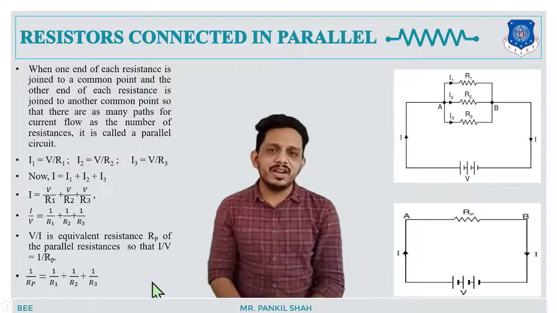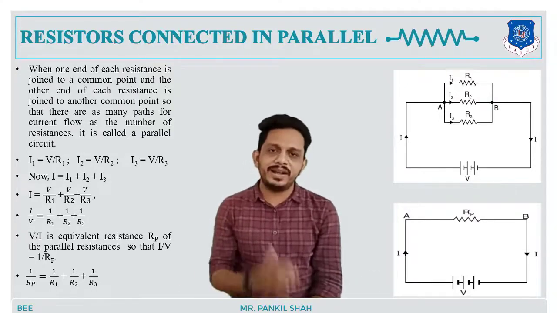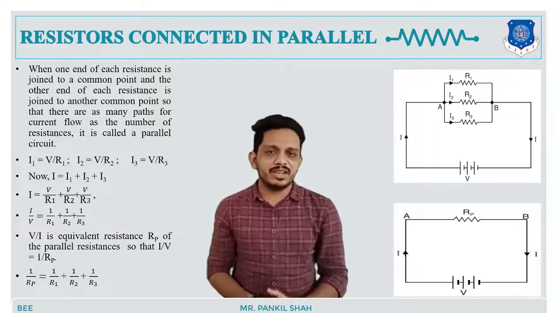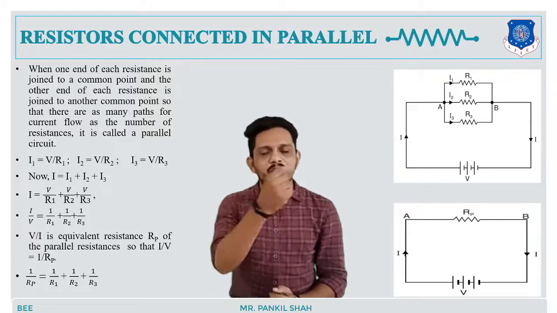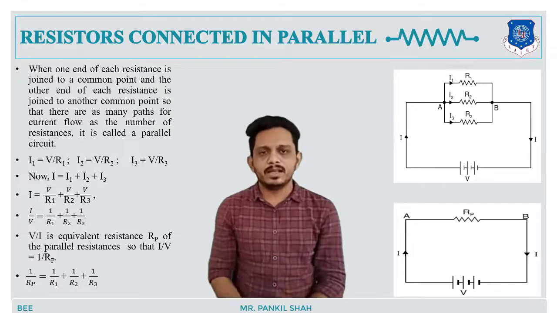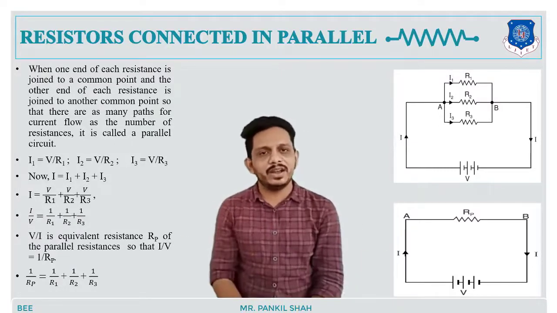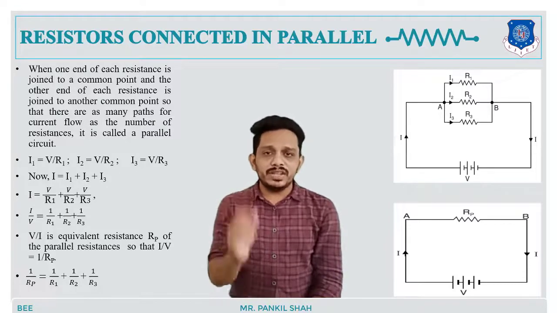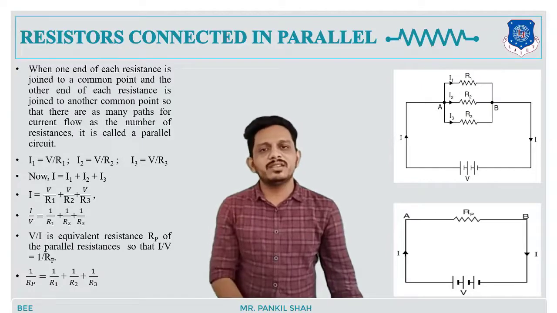So in series connection, resistors are directly added, whereas in parallel connection, if you want to find the equivalent resistance, then there is an equation: 1 upon R equivalent is equal to 1 upon R1 plus 1 upon R2 plus 1 upon R3 and so on. The equation will depend on the number of resistors that you have connected in parallel. So in this way, you can find the equivalent resistance in case of parallel resistors.